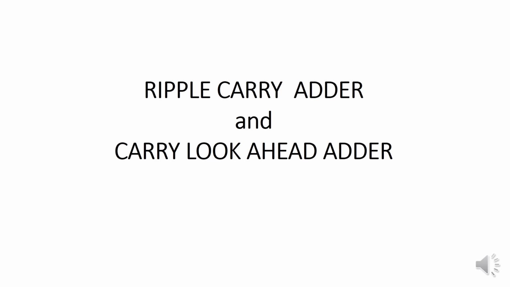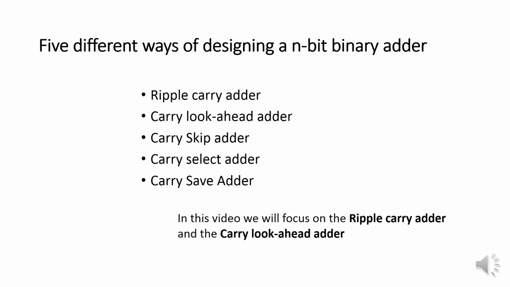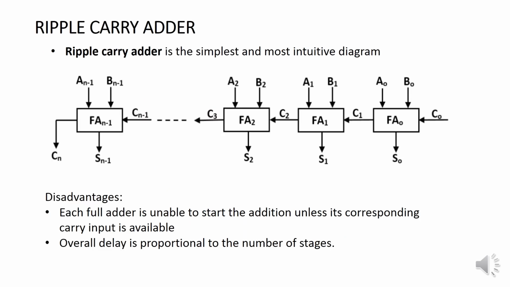Hello friends, welcome to this video about the design of the Ripple carry adder and the carry look-ahead adder. There are 5 different ways of designing an n-bit binary adder: the Ripple adder, the look-ahead adder, the select adder, the skip adder, and the save adder. In this video, we will focus on the Ripple carry adder and on the carry look-ahead adder. Let's first see the Ripple carry adder.